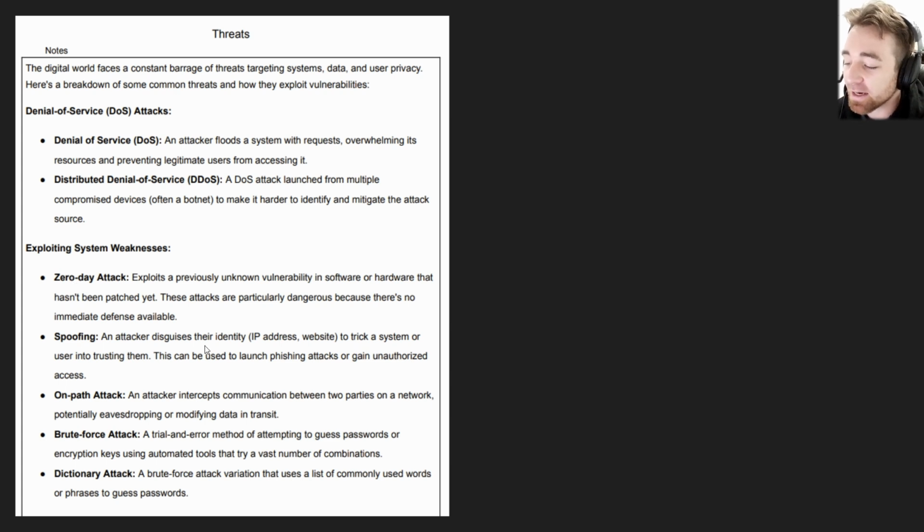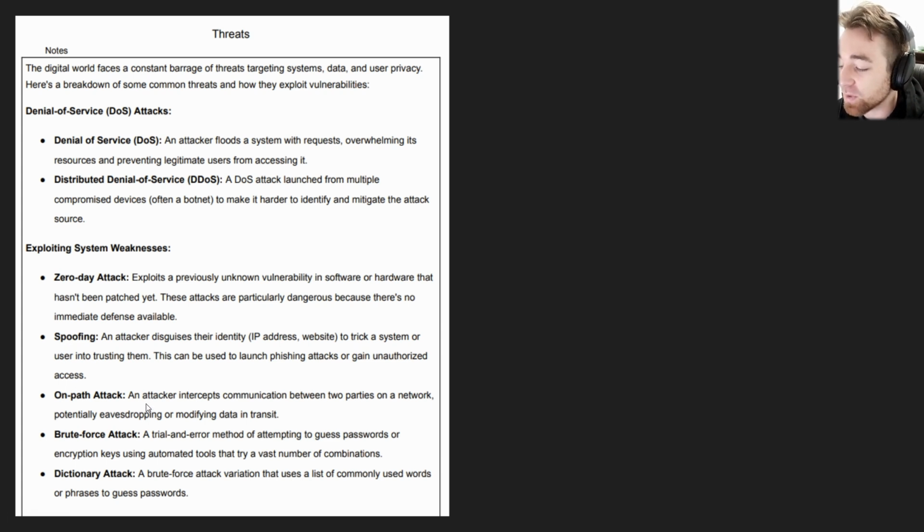Spoofing is when an attacker disguises their identity, so it could be their IP address or their website, to trick a system or user into trusting them. This can be used to launch phishing attacks or gain unauthorized access. So you might change your IP address or any of your information to say it is something that it actually isn't. Spoofing is when you pretend you're something you're not.